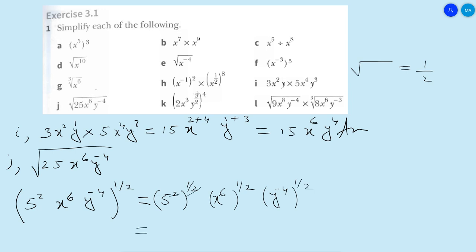Cancel this 2 by 2. The answer is 5. This 2 by 6, the answer is 3. This 2 by 4, the answer is y minus 2. So the answer is 5x3y minus 2. This is the final answer of part J. Come to part K.